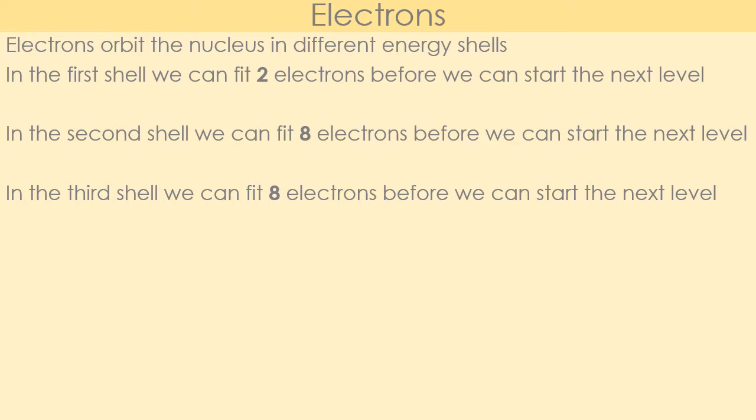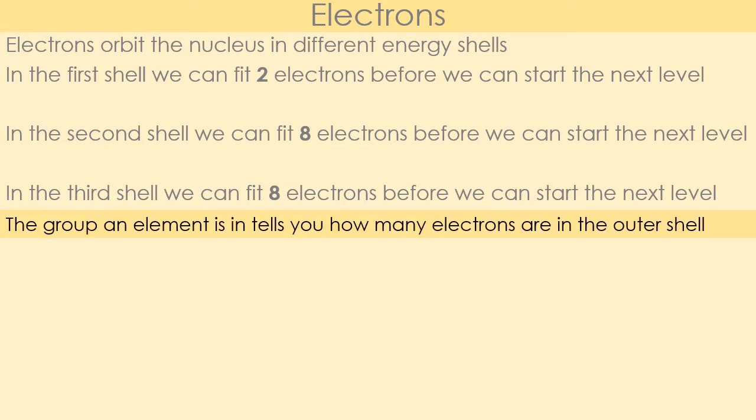For GCSE, we only need to know up to the first 20 elements, so we need to know the next 2 as well. We only worry about 2 electrons for that. Now, very helpfully, we think about the periodic table. The group an element is in tells you how many electrons are in the outer shell. And that comes very, very useful. We'll see in the third video when we start looking at reactions between different atoms as to what's going on there.